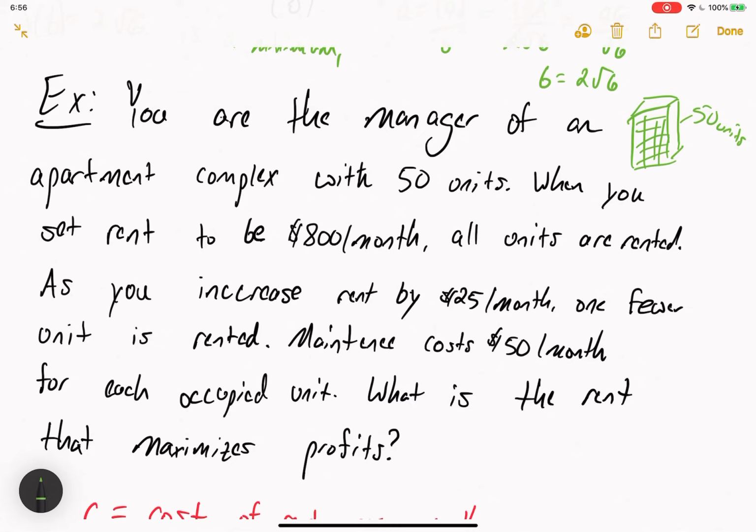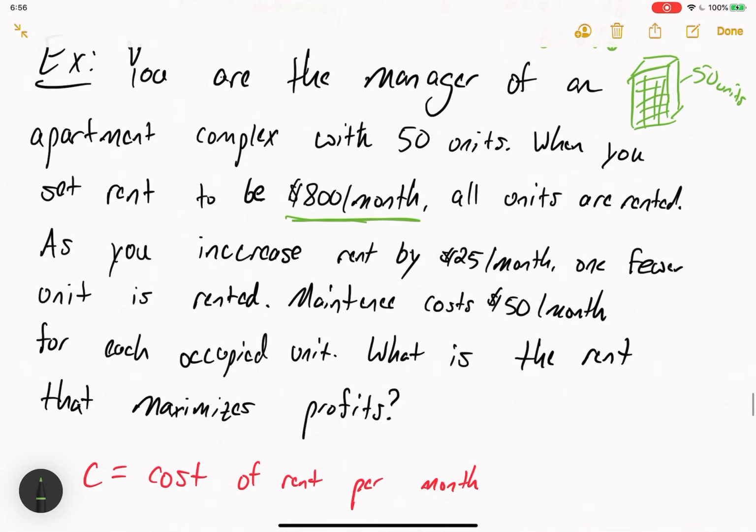And what you know is that when we set rent to be $800 a month, all the units are rented. So basically that tells us our price is low, everyone's going to be able to afford it, so it's filled. And we have that as you increase rent by $25 a month, one fewer unit is rented. So every time we increase the price by 25, we get one less person. So if you went from 800, we got 50. We went to 825, we have 49. 850 is going to give us 48, and so on. So this is actually like a linear relationship. So that kind of tells us it forms like a line.